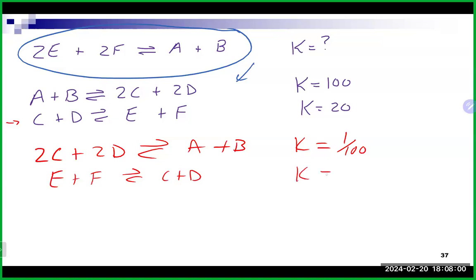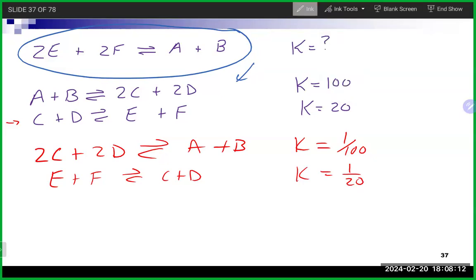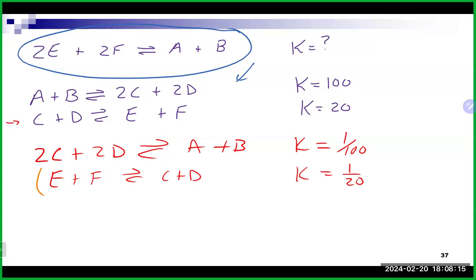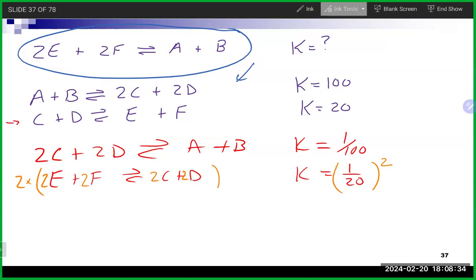Which means my K value, just like the first one, should then be 1 over 20 basically here. But I also need to multiply this by 2, which means I'm going to do that as well, in orange. Why not? We're going to multiply this entire thing by 2, which means I'm going to end up with 2E, 2F, 2C, and 2D. Because I multiplied by a common number, I then need to take the K value to that common number.